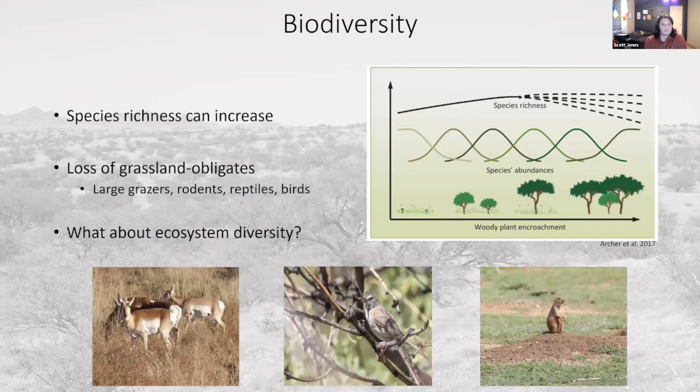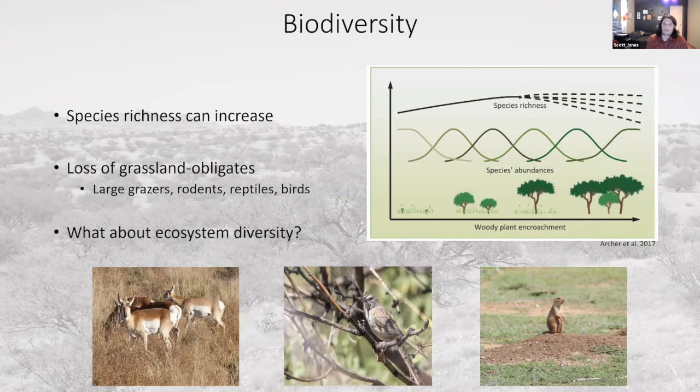So we can move on to biodiversity. And as I mentioned, having biodiversity is very important to a lot of people, whether that be for economic reasons of ecotourism or hunting, or just people enjoy having a diverse ecosystem and value species being there.